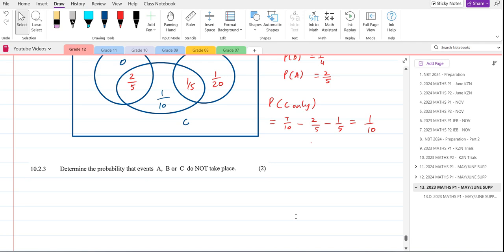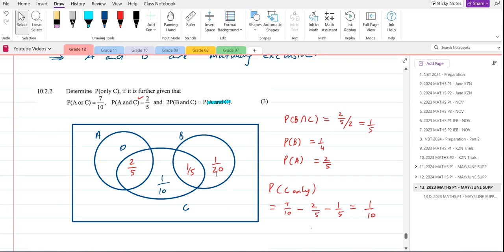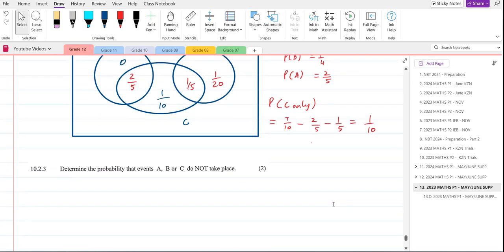Determine the probability of the events A, B, or C do not take place. What's the probability that they do not take place? Add up everything here and take 1 minus. So the probability that they do not take place is 1 minus everything. We already know that this entire circle of C is 7 out of 10. So we just need to say 7 out of 10 plus 1 out of 20, because we already know 2/5 plus 1/10 plus 1/5 is already 7 out of 10.